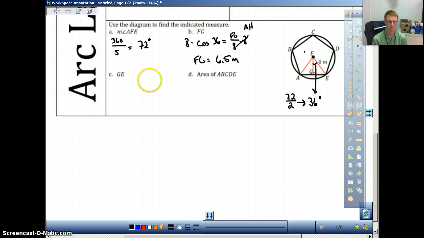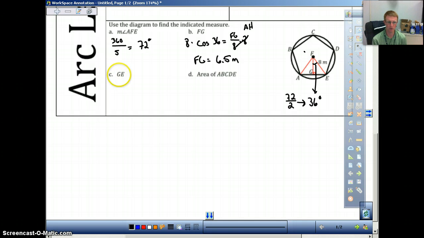That's our apothem. Now we need to know what GE is. Well, GE can now be found. We know our FG. We know our FE. So we can use the Pythagorean theorem to figure out GE. Now keep in mind, the reason why we're going step by step is because that's what's going to have to be used to figure out the area of this entire figure. Once I know what GE is, I'll be able to figure out one of my sides, which means I can figure out my perimeter, and then I already have my apothem to be able to figure out the area.